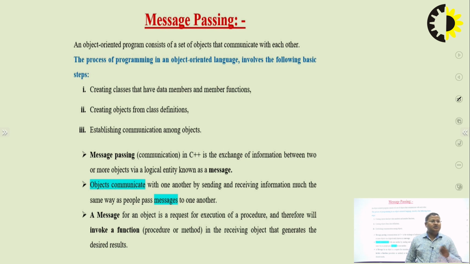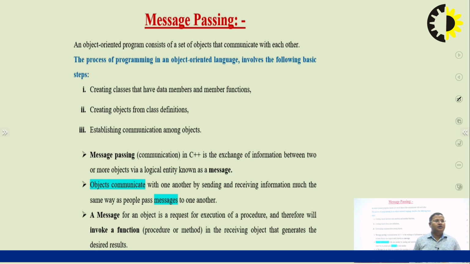So from this discussion we have learned one more thing, that is message passing. An object oriented program consists of a set of objects that communicate with each other. The process of programming in an object oriented language involves the following basic steps: creating classes that have data members and member functions, creating objects from class definitions, and establishing communication among the objects.